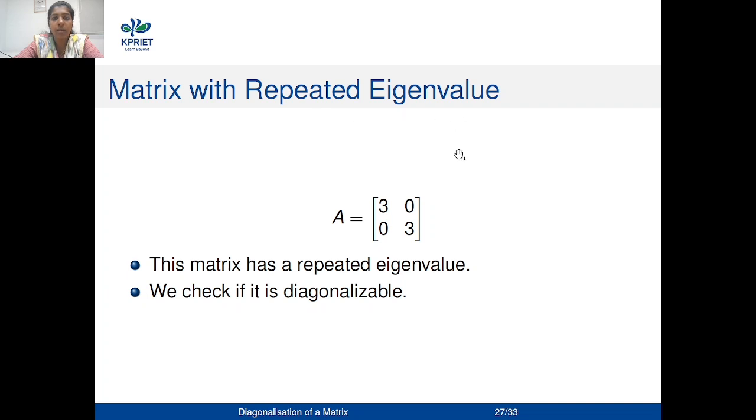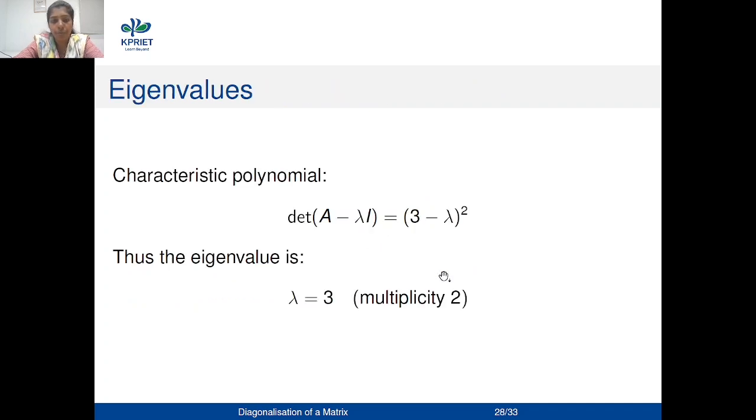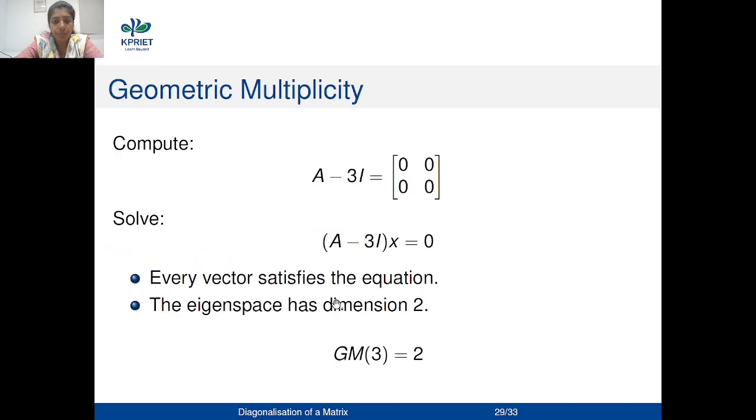Now let us have another matrix where the eigenvalue comes more than one time. Now let us have this matrix. Here we have the eigenvalue in repeated form. Now let us check the diagonalizability for this case. Following the same methodology, the characteristic polynomial is (3 minus lambda) the whole squared, which means the root 3 comes 2 times. So the algebraic multiplicity is 2. Now let us find the geometric multiplicity.